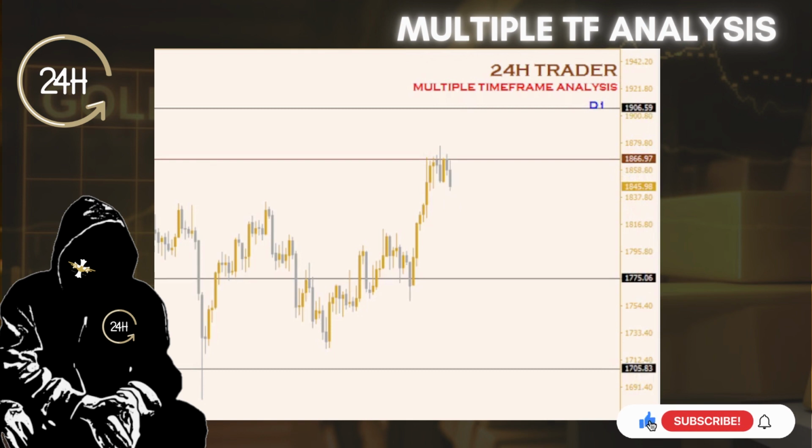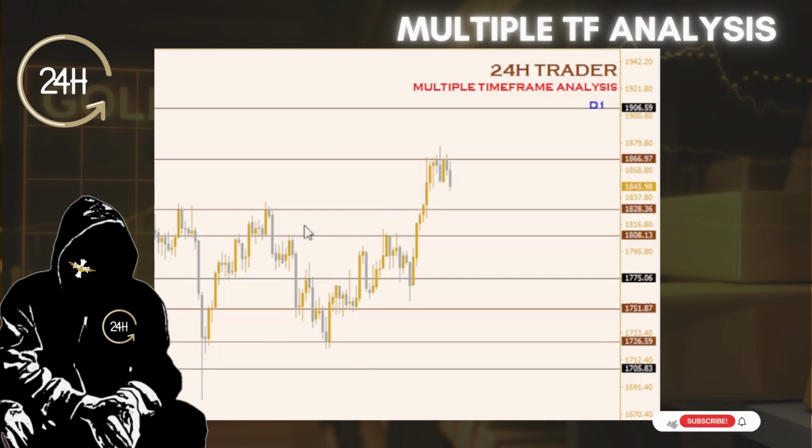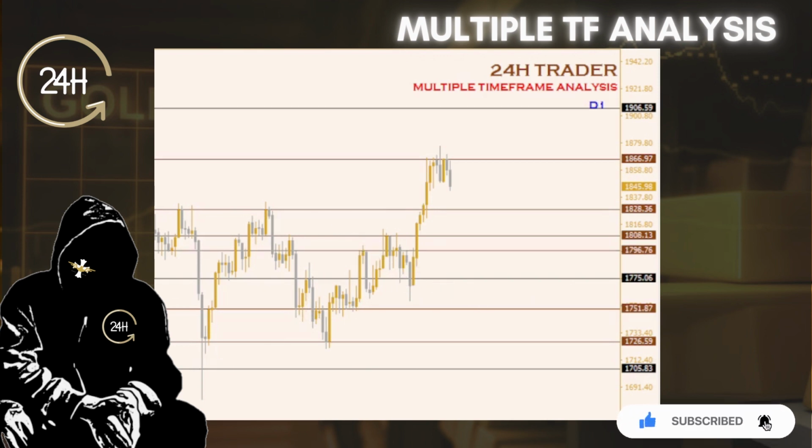Same rules apply. Marking the support resistance area, and only use the candles like this one, just like this. Mark the highs and the lows, the open and the close of these candles. So okay, let's see where else. I think this one.